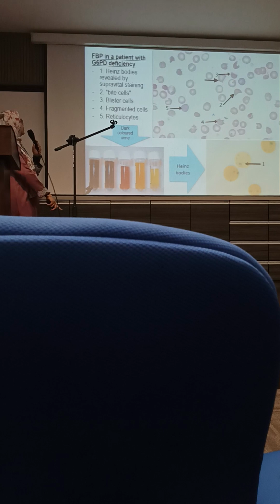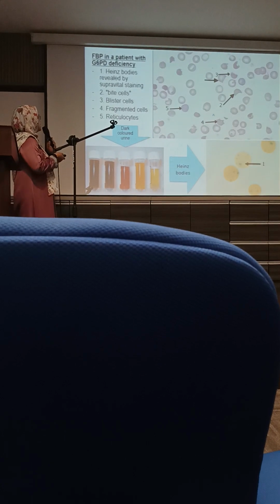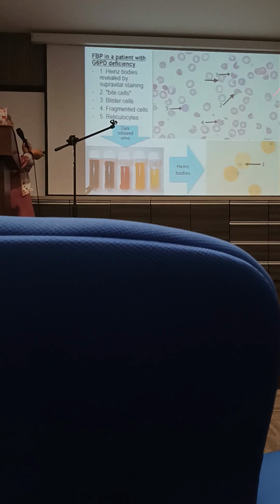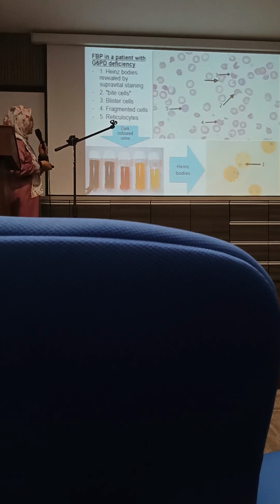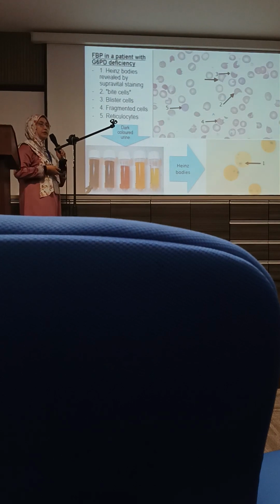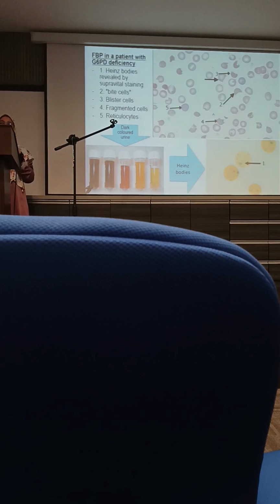So this is the blood film of a patient with G6PD deficiency. This is the Heinz bodies. Heinz bodies in a normal blood film you cannot see. We have to use a special stain, a supravital stain. You will see these bluish dots. These are the denatured hemoglobin that we call Heinz bodies.